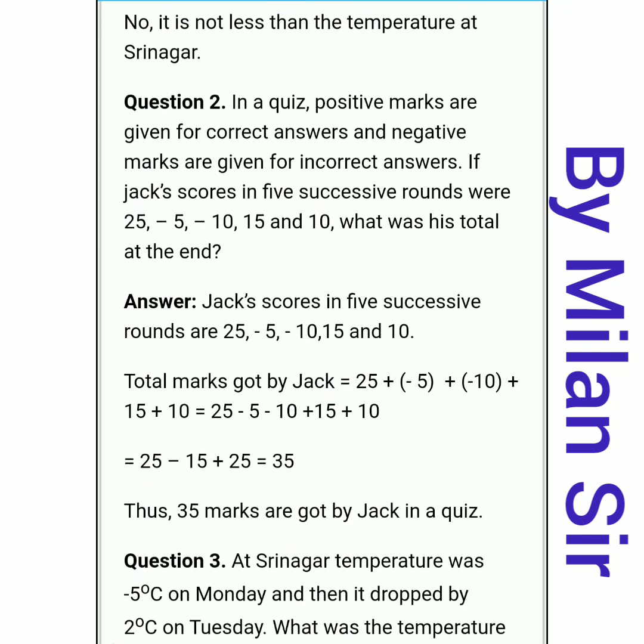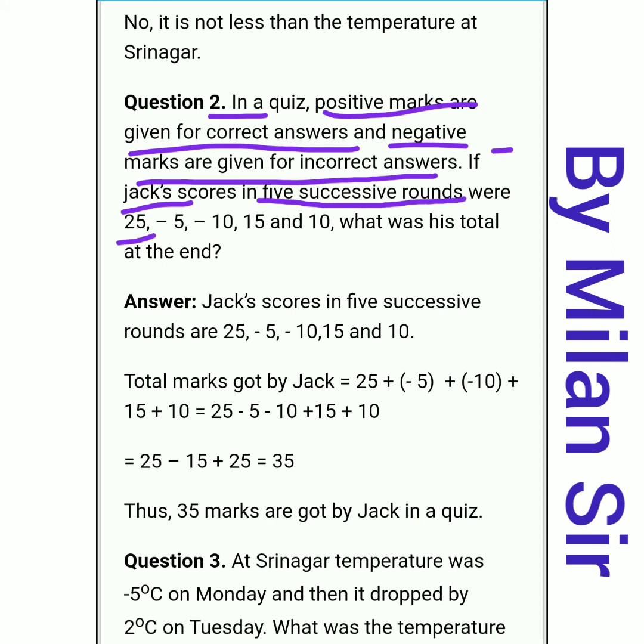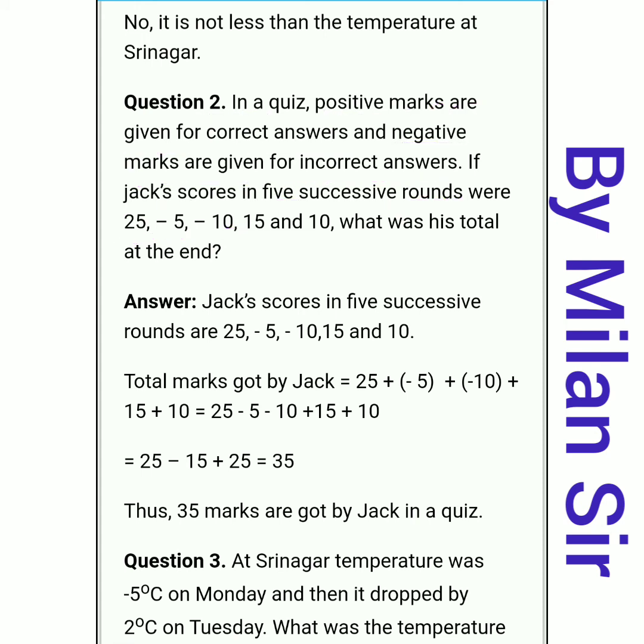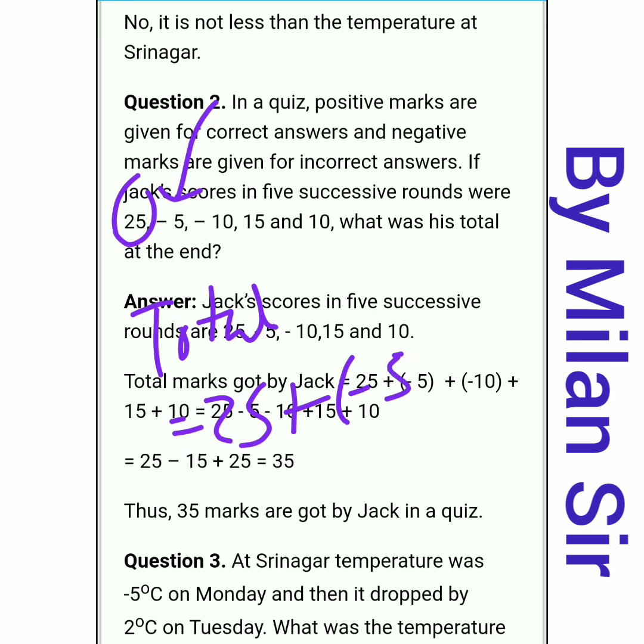Question number 2. In a quiz, positive marks are given for correct answers and negative marks are given for incorrect answers. If Jack's scores in 5 successive rounds were 25, -5, -10, 10, 15, what was his total at the end? Total means we need to add these numbers. First we have 25 plus -5, since it is a negative number we write it in brackets, plus -10, then plus 15 and plus 10.